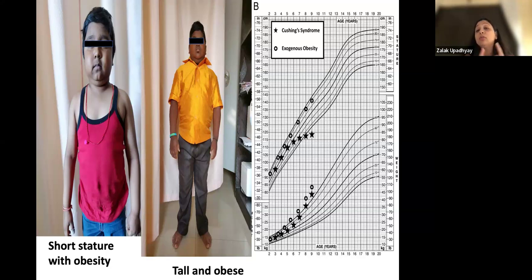When I talk about the routine obesity which we see nowadays, exogenous obesity or nutritional, where they eat more, they don't exercise, it is because of poor lifestyle. Here what happens? Look at the circle. The weight is increasing, height is also on the higher side. Now, it may not happen that the height is always on the 90th or 97th centile.